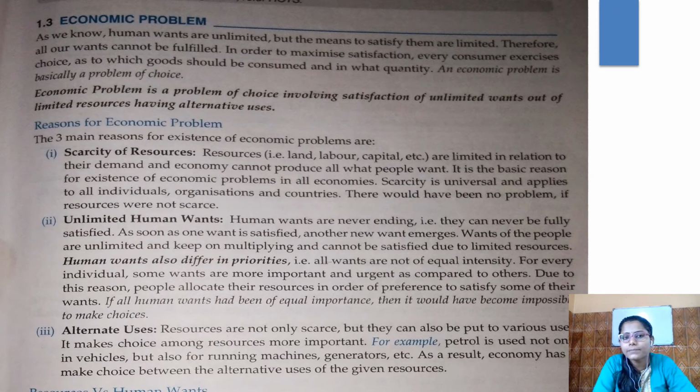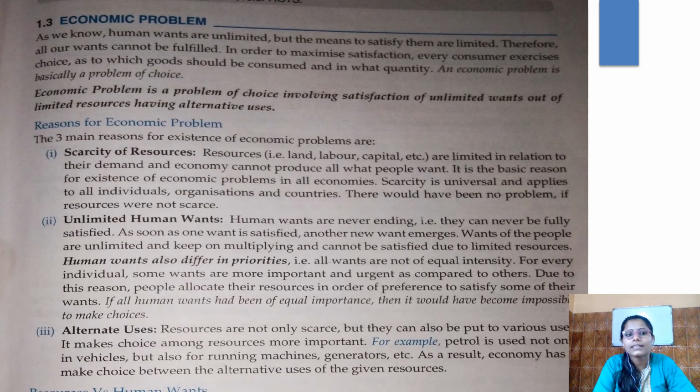Now our concept is economic problem. As we know, human wants are unlimited but the means to satisfy them are limited. Here the means means your resources. Therefore, all our wants cannot be fulfilled. In order to maximize satisfaction, every consumer exercises choice as to which goods should be consumed and in what quantity. An economic problem is basically a problem of choice. Thus, economic problem is a problem of choice involving satisfaction of unlimited wants out of limited resources having alternative uses.